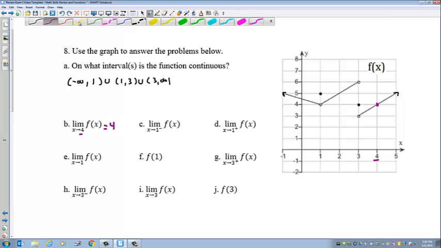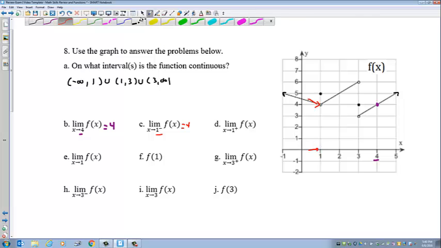On the next one, we're going from the left and the right. So here's 1 from the left. That's what that negative in the exponent means. So 1 from the left. You can see it's coming down and approaching height 4, so that's equal to 4. Right? So that's when you come in from the left of 1.